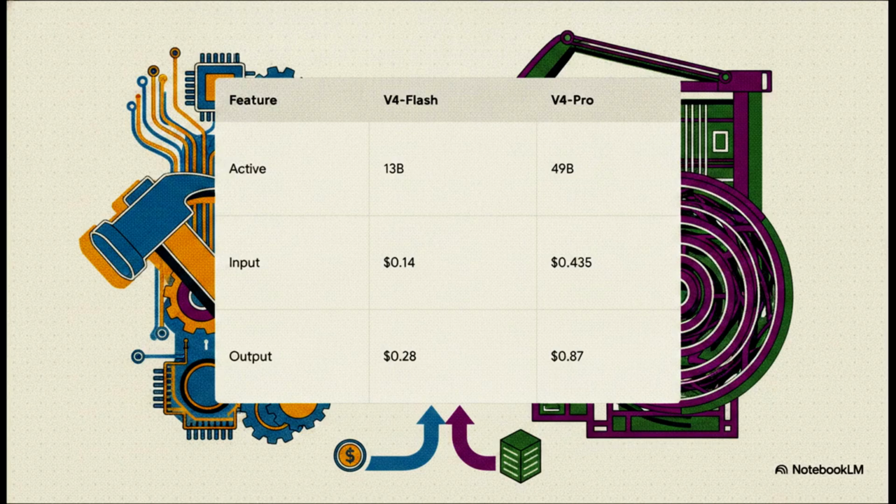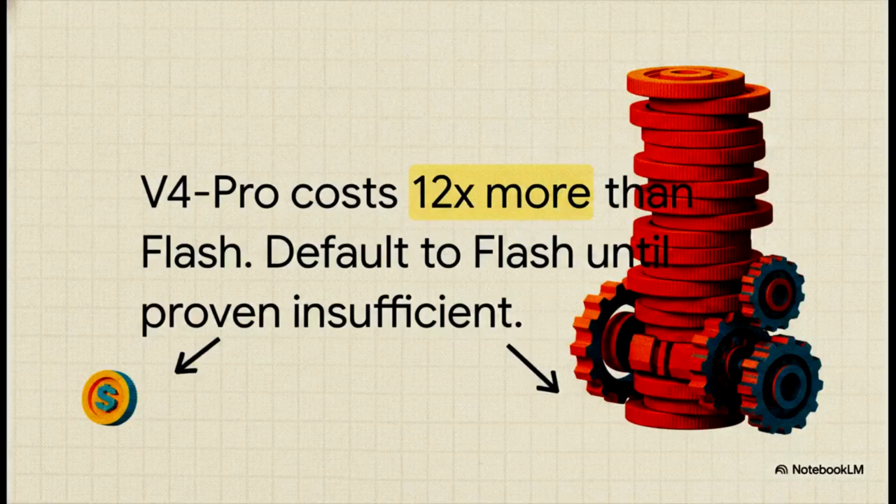It is your incredibly cheap workhorse for standard everyday tasks. On the flip side, V4 Pro scales up to a staggering 1.6 trillion total parameters with 49 billion active. That is your heavy lifter for complex, multi-step reasoning and really intense code generation. But here's the kicker. Pro costs roughly 12 times more than Flash on output.